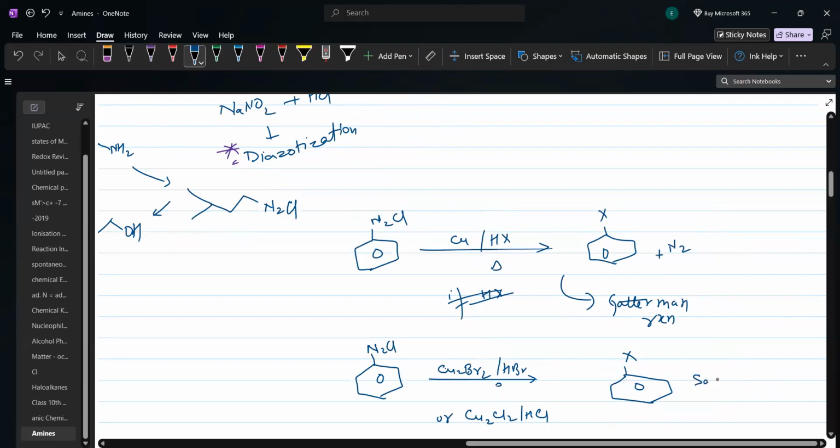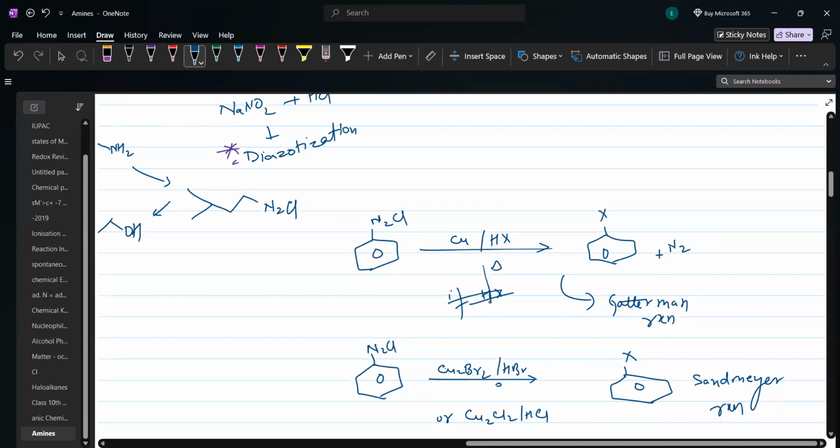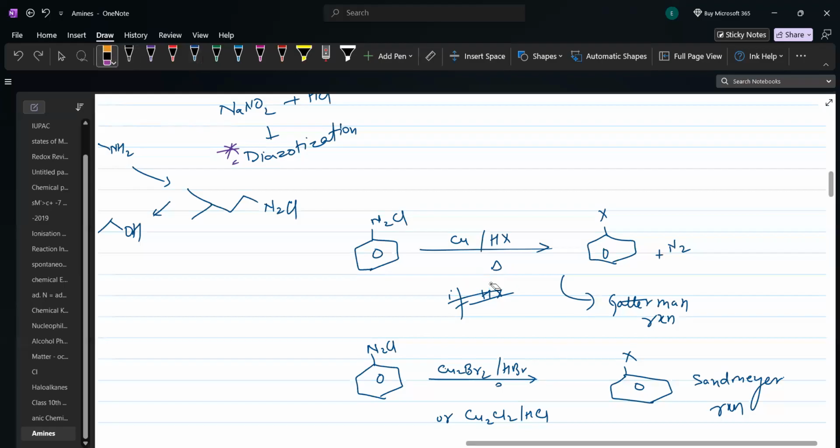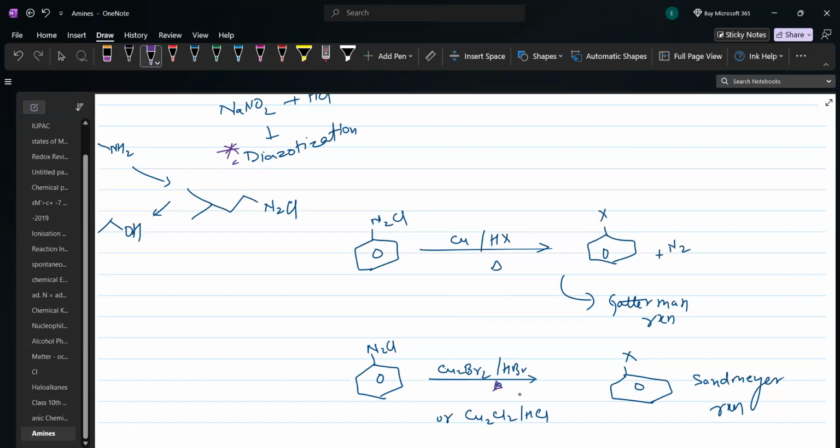ठीक है? Sandmeyer reaction. So you can understand it by the name reaction as well. Gattermann reaction and Sandmeyer reaction are nearly the same, है ना? The product is the same, the reactant is the same, the reagent is different. Okay? Yes, sir. In both you have to give heat, and that is it. So the Sandmeyer reaction is clear, है ना? ठीक है? Yes, sir.